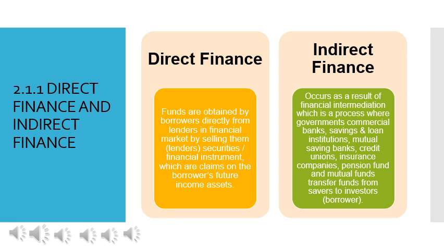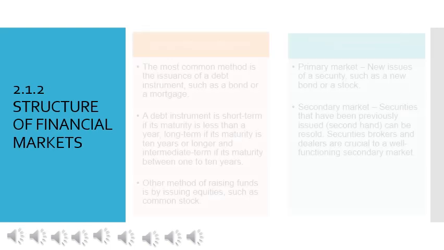Indirect finance. This occurs as a result of financial intermediation, which is a process where governments, commercial banks, savings and loan institutions, mutual saving banks, credit unions, insurance companies, pension funds and mutual funds transfer funds from savers to investors. Indirect finance is a more important source of financing for corporations than direct finance in many countries.